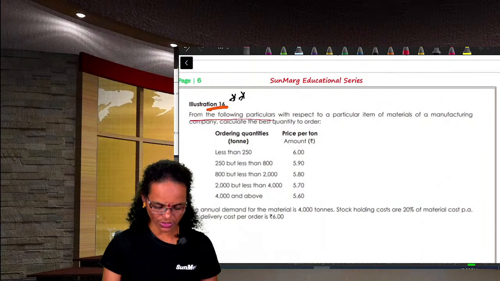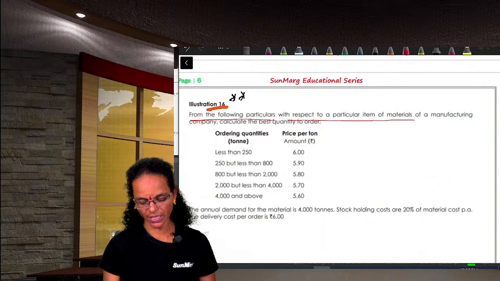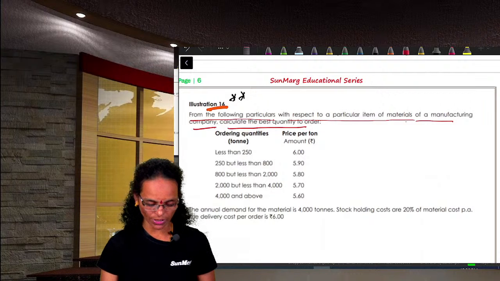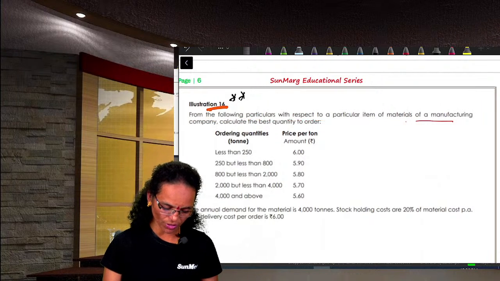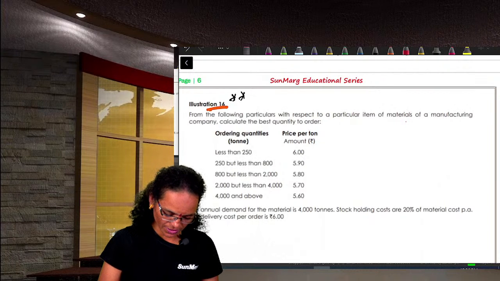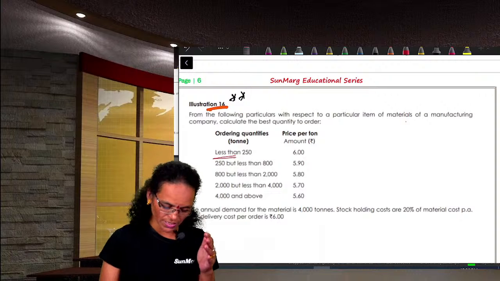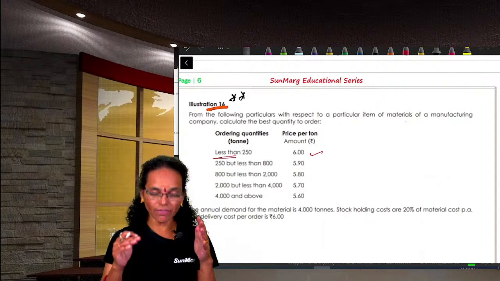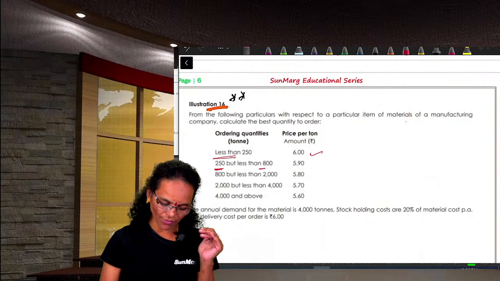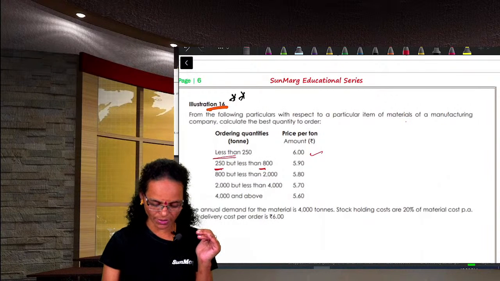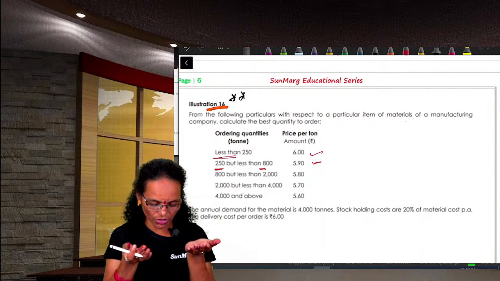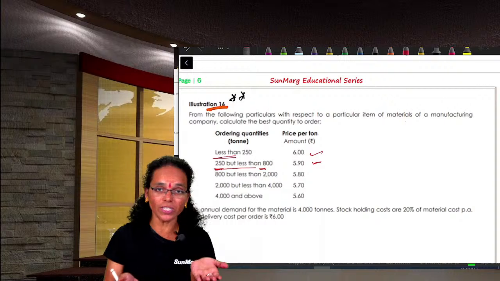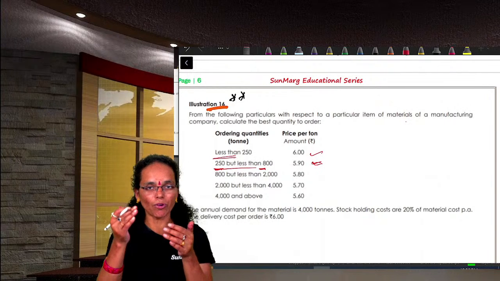From the following particulars with respect to a particular item of materials of a manufacturing company, calculate the best quantity to order. See, here they have given quantity slabs. If you are purchasing less than 250 units in a single go, the cost per unit will be 6 rupees. Between 250 to 800 units, the cost per unit will be like this. As and when the number of units purchased increases, the cost of the product decreases.